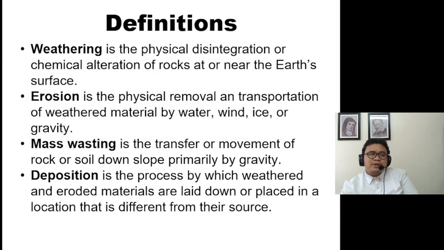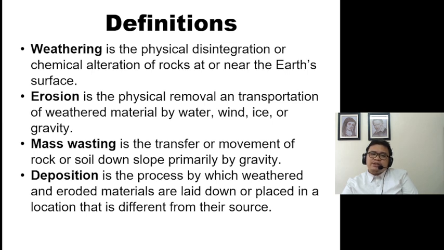So let's first focus on some basic definitions. When we speak of weathering, this is either a physical disintegration or, shall we say, a chemical alteration of rocks at or near the Earth's surface. When we say erosion, that means it's the physical removal and transportation of weathered material by water, wind, ice, or gravity. When we say mass wasting, that means it is the transfer or movement of rock or soil down the slope, and this is primarily due to the force of gravity. And lastly, deposition is the process by which weathered and eroded materials are laid down or placed in a location that is different from their source.